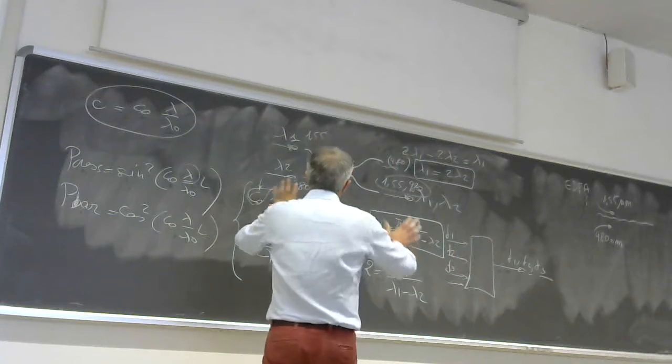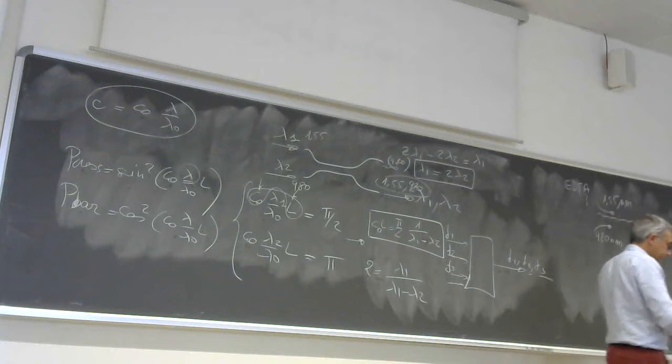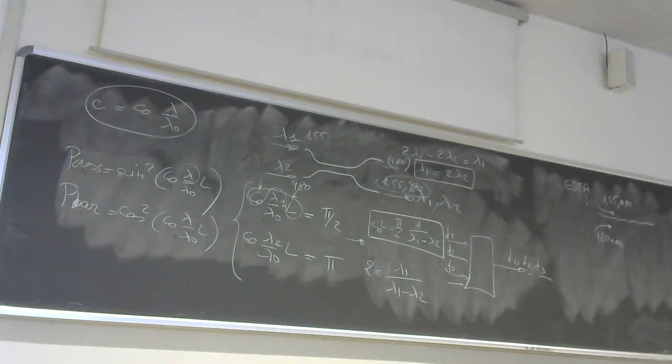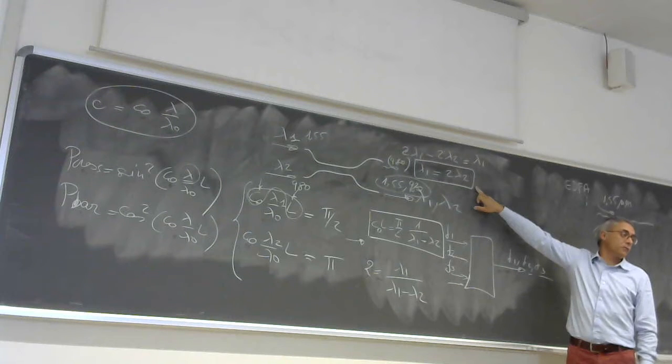So, this device can be used as a multiplexer if the two signals to combine are very far away from each other, in frequency or wavelength, yes. If not, it's not a good solution. We have to think of something else.